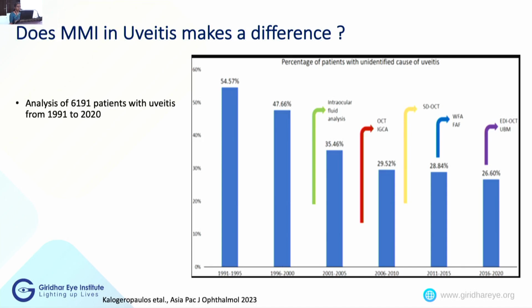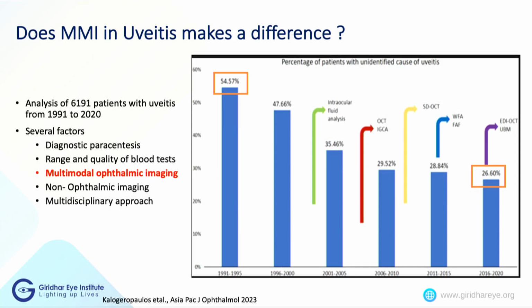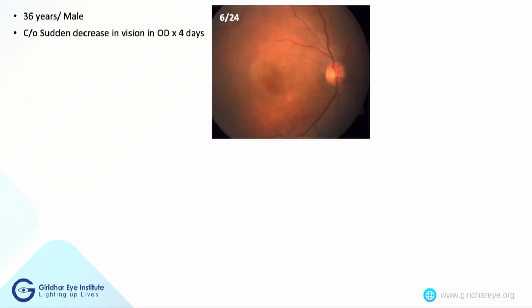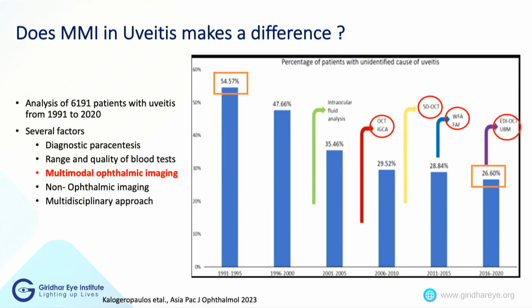This is one of the largest studies in uveitis with more than 6,000 patients over a period of 30 years, and it was found that the percentage of patients with unidentified cause of uveitis decreased from 50% or 55% in the 90s to almost 25% by 2020. And this huge difference is due to many factors, of which an important one is multimodal imaging involving OCT, ICGA, SDOCT, wide field imaging, which has really made a difference, EDI OCT, which has given more depth, UBM, etc. So here I'll take you through some of our cases where the imaging really made a difference.